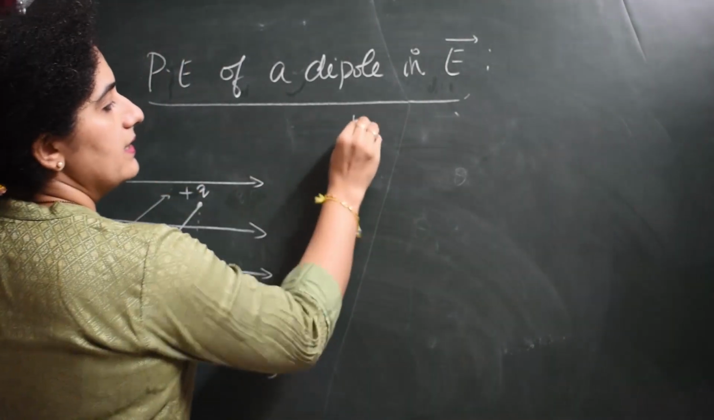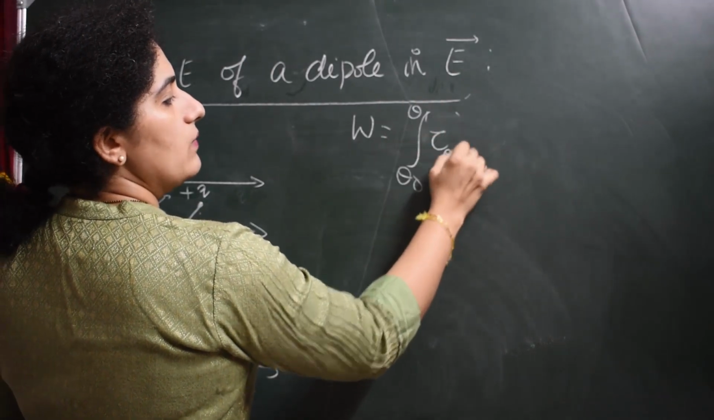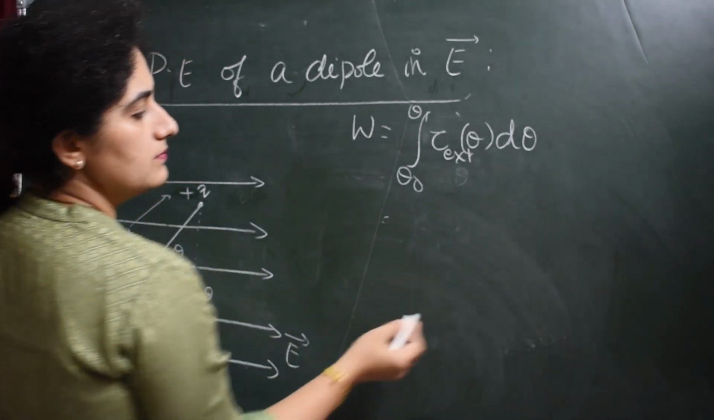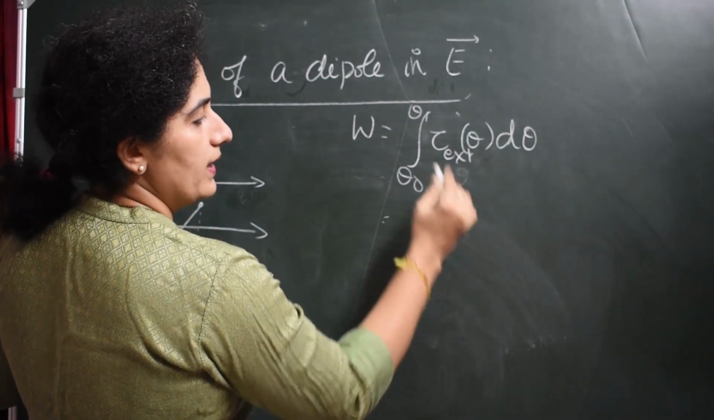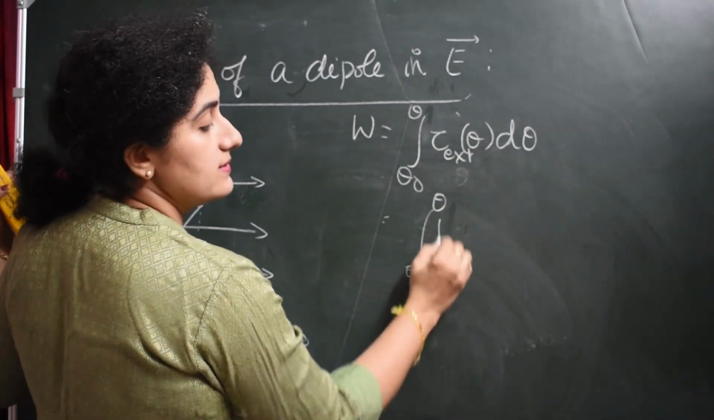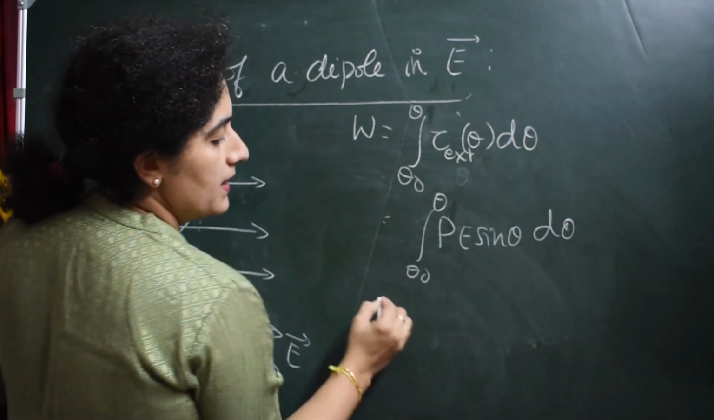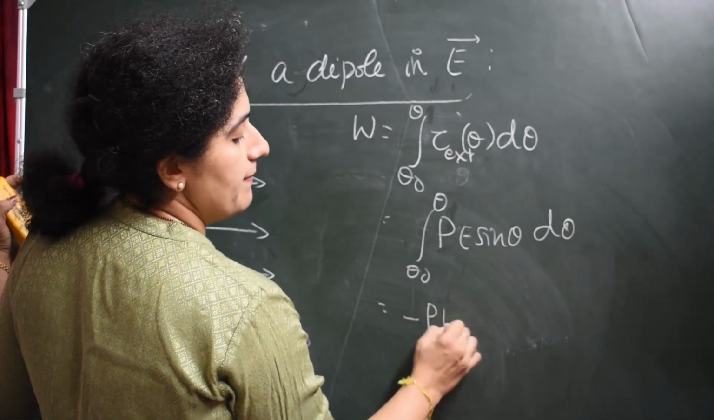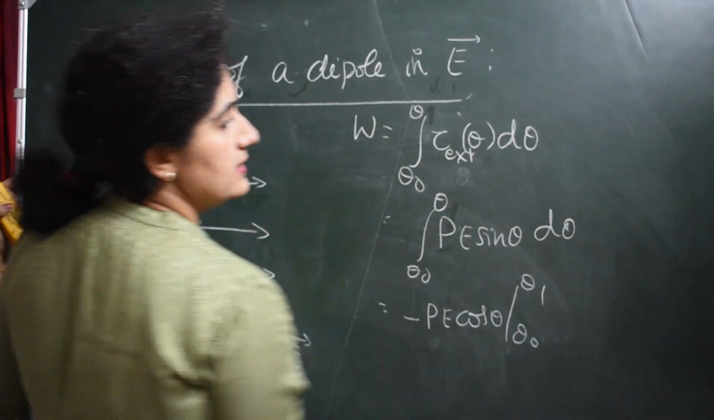I'll write it again here. Integral from theta naught to theta 1 of tau external of theta into d theta. Tau external is nothing but PE sin theta into d theta. Integral of sin is minus cos. So minus PE cos theta from theta naught to theta 1.